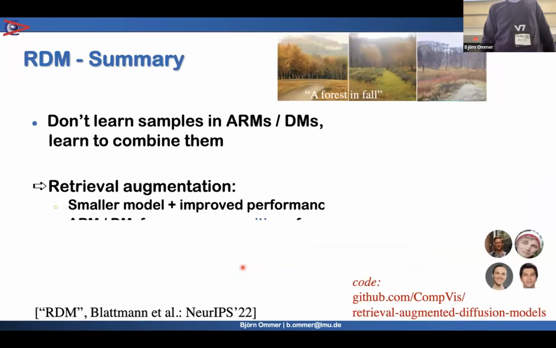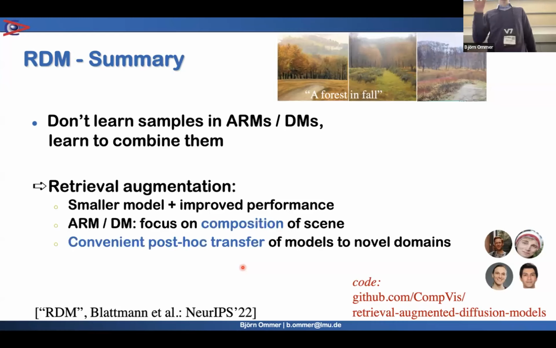So in short, don't learn to learn all of these samples in your powerful likelihood model, rather utilize retrieval augmentation that leads to smaller models, improves their performance, and has the likelihood model concentrate on what it's great at, the composition of the scene, and it also allows for a very efficient, convenient post-hoc transfer.